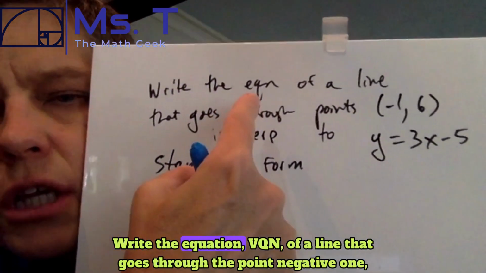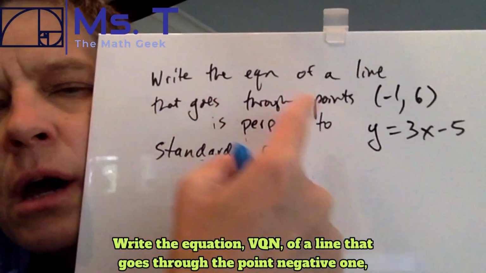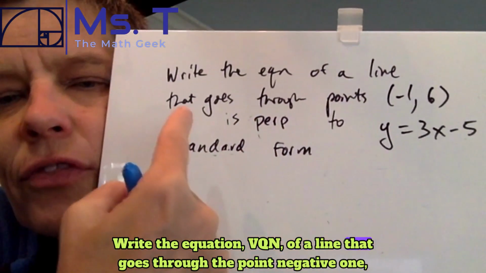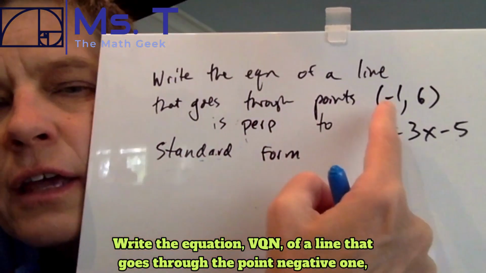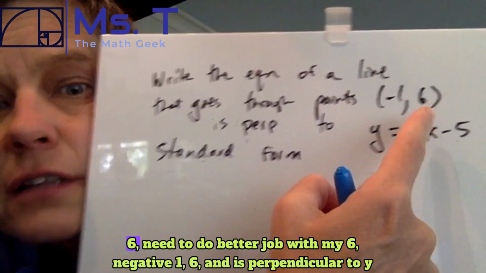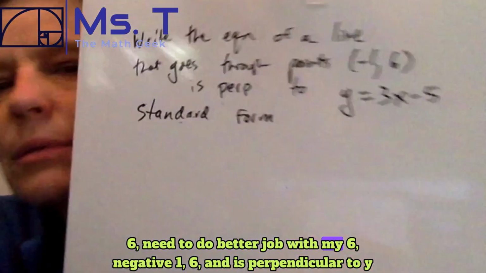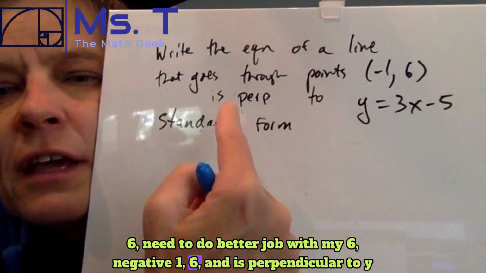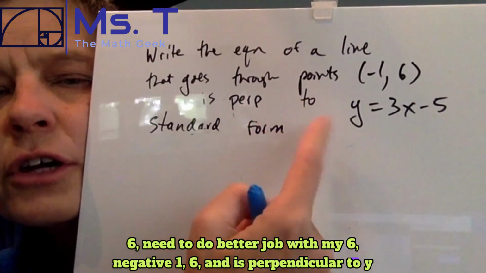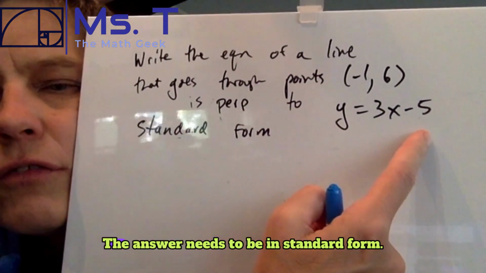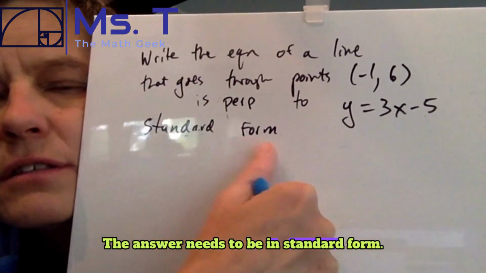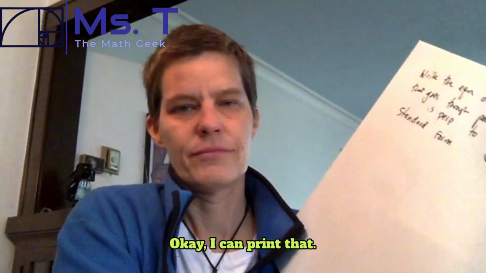Write the equation, EQN, of a line that goes through the point -1, 6. I need to do a better job with my 6. -1, 6, and is perpendicular to y equals 3x minus 5. Answer needs to be in standard form. Okay? I could print that.